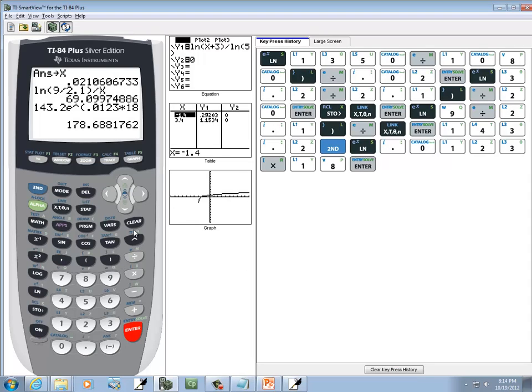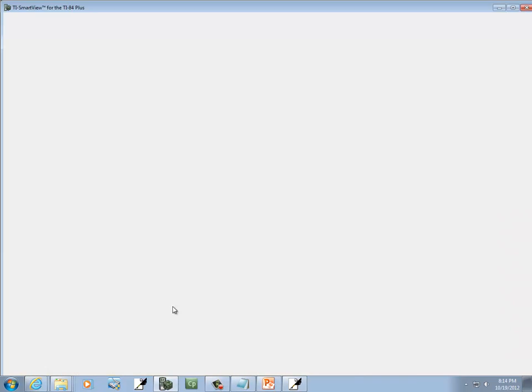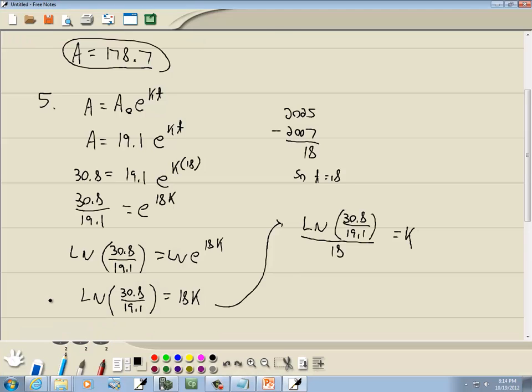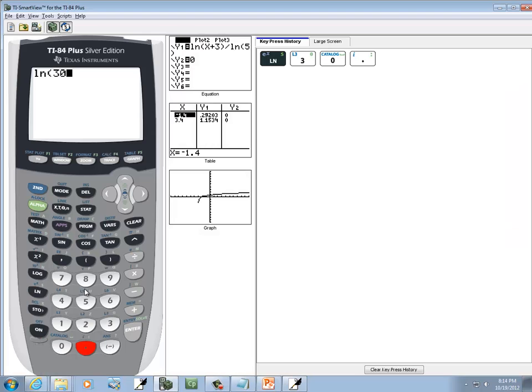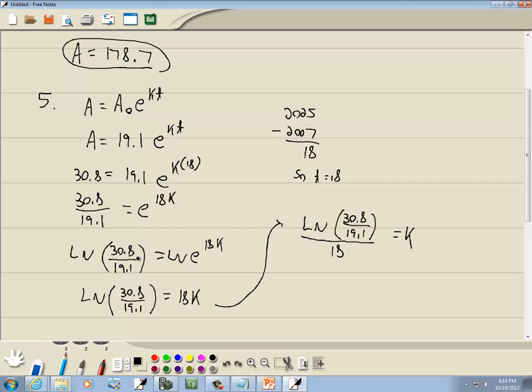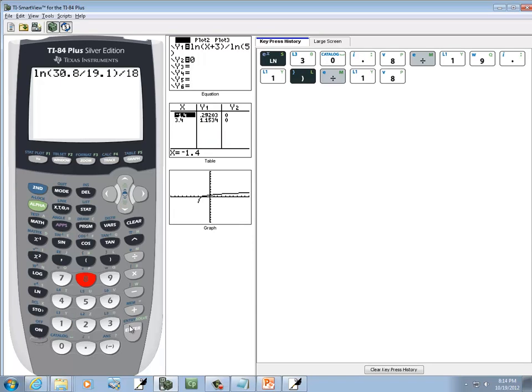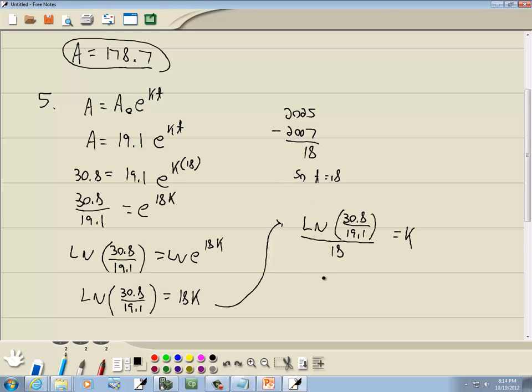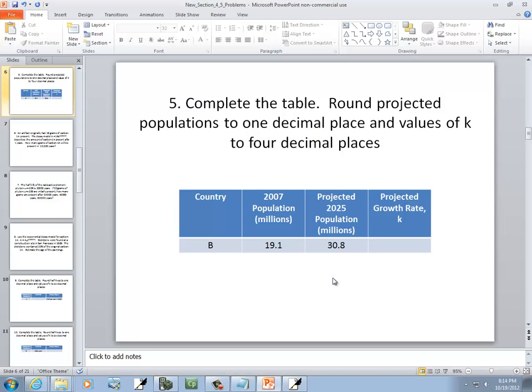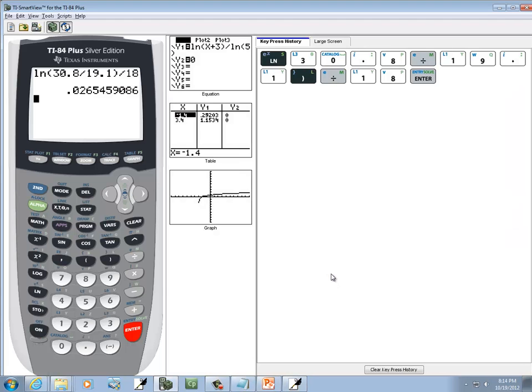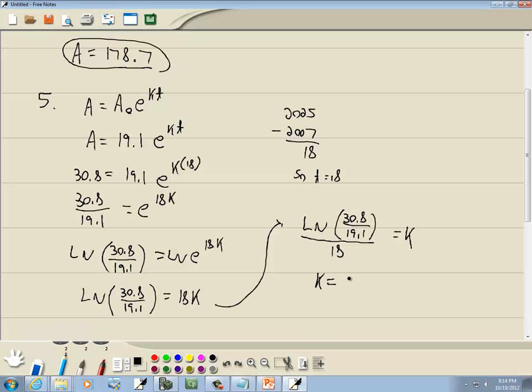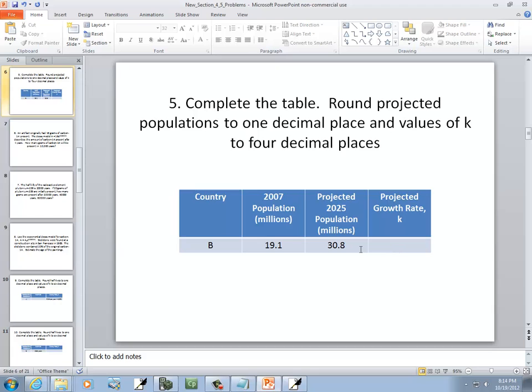Let's plug that in. So we got natural log 30.8 divided by 19.1, closing parentheses, divided by 18. Enter. And that'll be our K. Taken to 4 decimal places, we got 0.0265. And that's all they're wanting there. They're wanting us to just find out what the K is going to be. That's our growth rate.